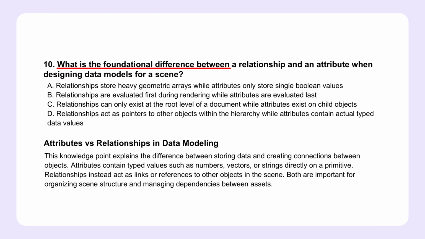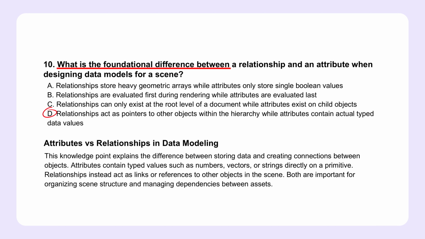Well, options A, B, and C are entirely nonsensical rules. Relationships don't store heavy geometry, they aren't bound to a strict rendering timeline, and they certainly aren't restricted to the root level. So what's the real difference? The structural distinction here is purely about the type of data being managed. Option D is the correct answer. To make sure this is crystal clear for you listening, attributes hold the actual stuff, the typed data. An attribute is the number 5, it is the color red, it is a mathematical string.